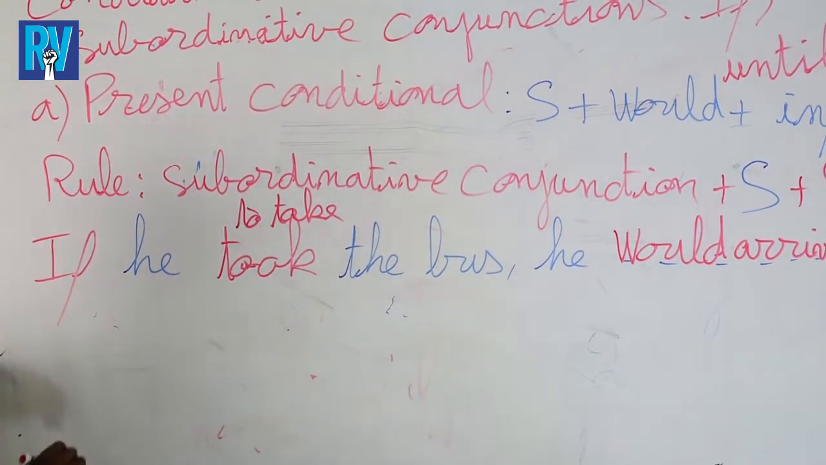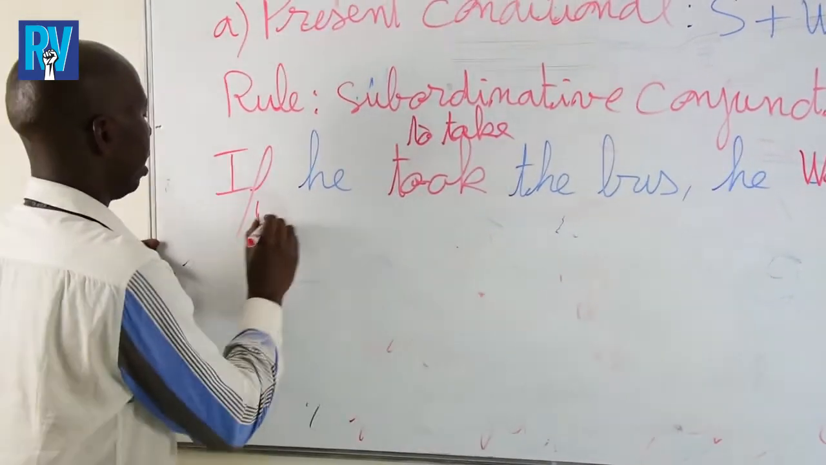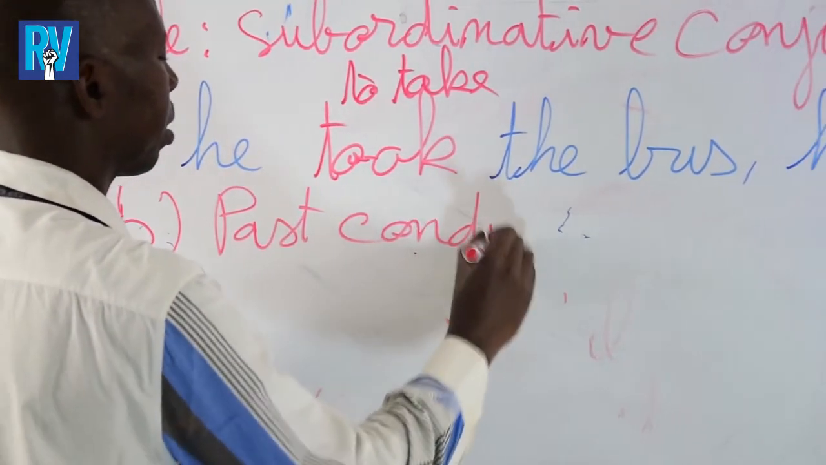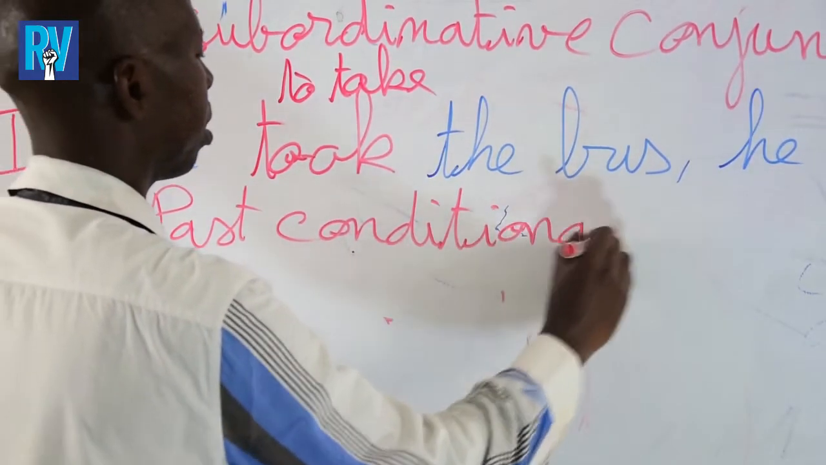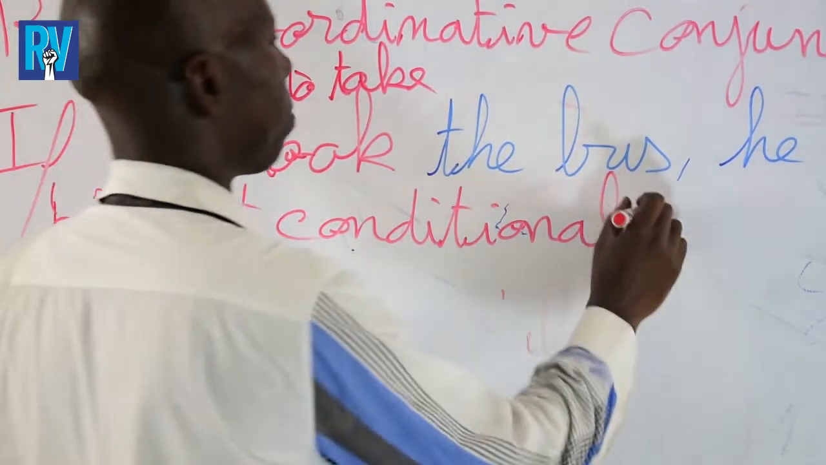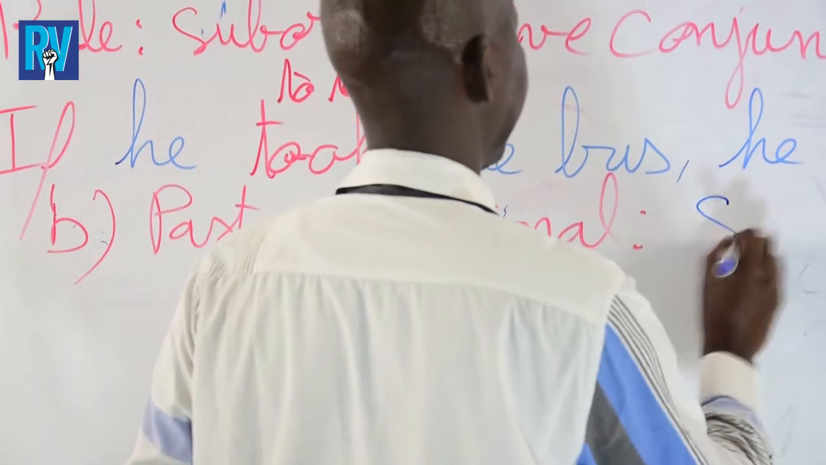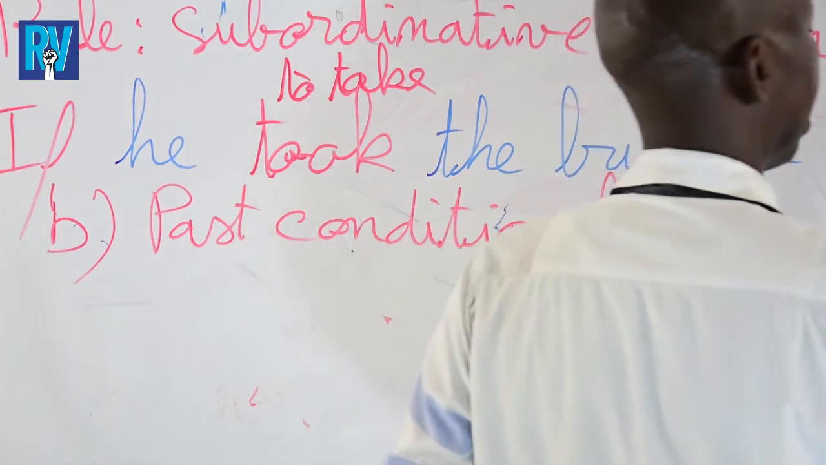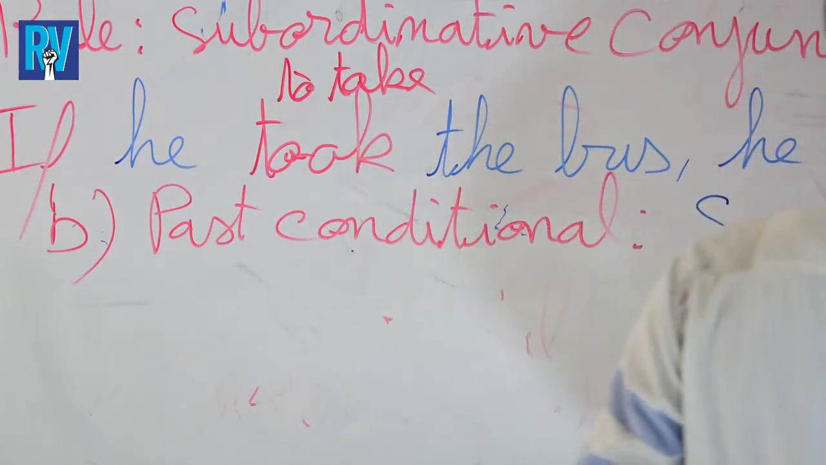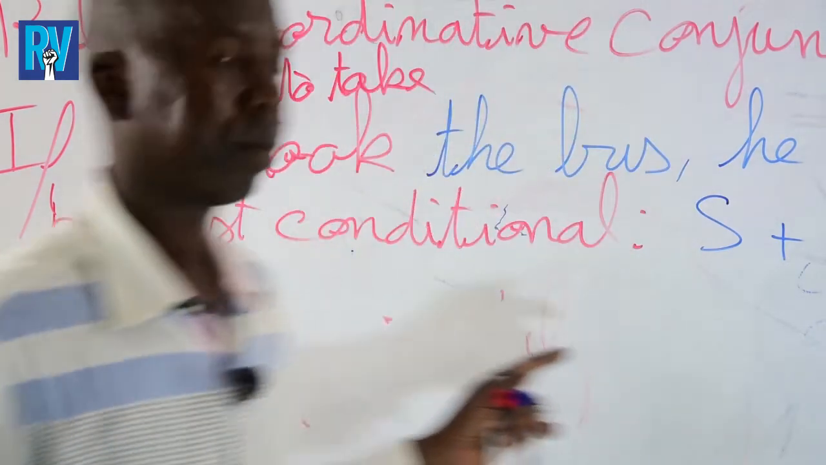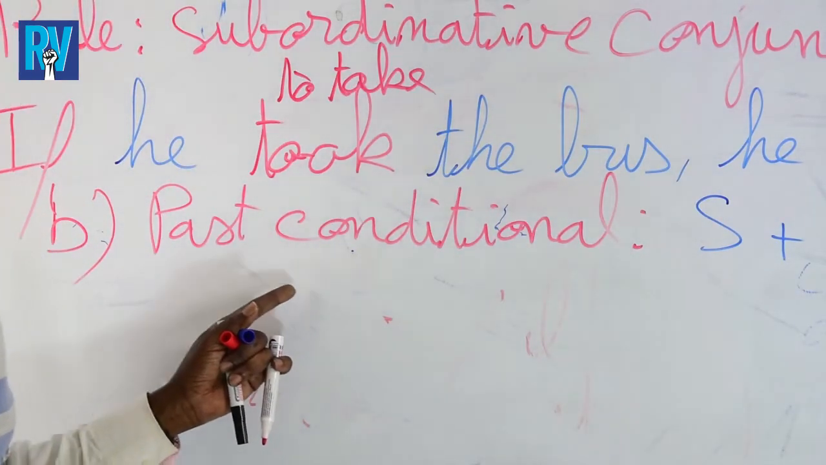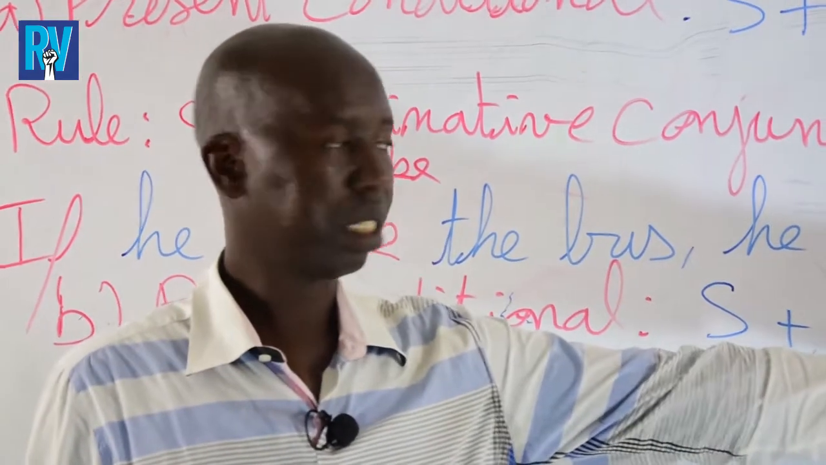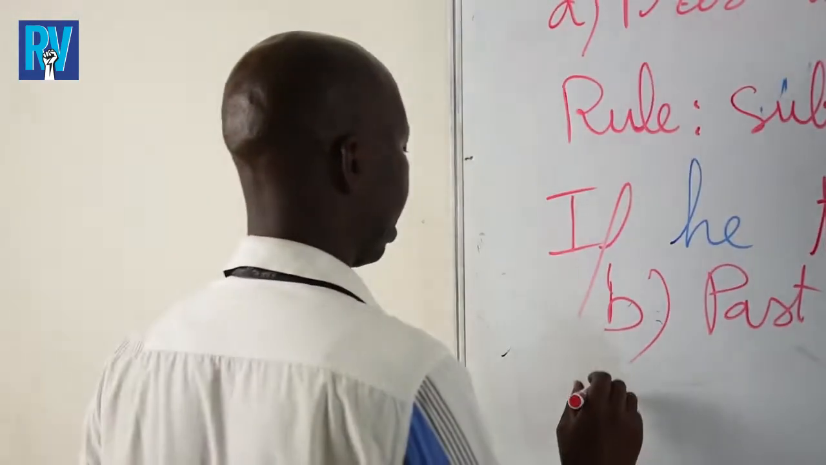Ok? Maintenant, B, let us see the past conditional. So how do we form the past conditional? We have subject plus would plus have plus past participle. So here is the past conditional. Subject plus would plus have plus past participle. Okay? Here is the rule. Voilà la règle.